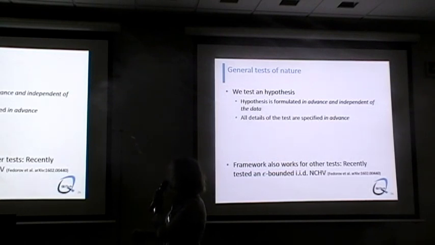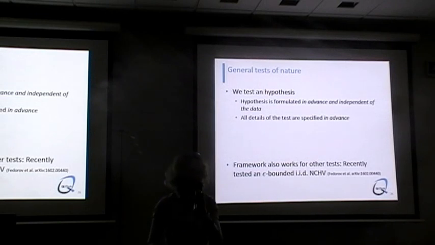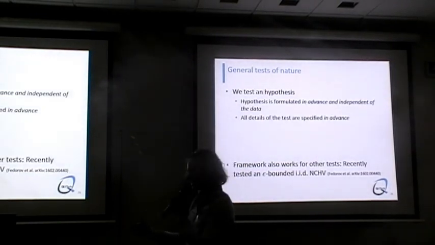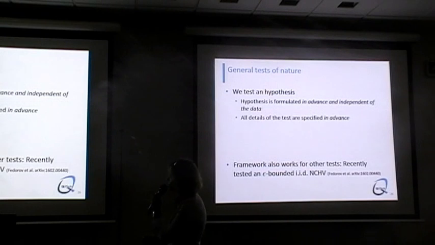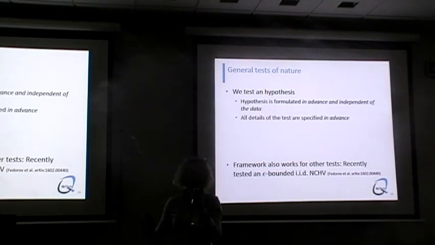One can do this also for other tests. For example, recently our analysis has been used by Fedorov in some contextuality experimental tests, testing what we call an epsilon-bounded IID non-contextual hidden variable model. It's a very complicated name, but it's just a formal definition of the hypothesis that we're actually testing. And one can again just analyze this using this win-lose game.